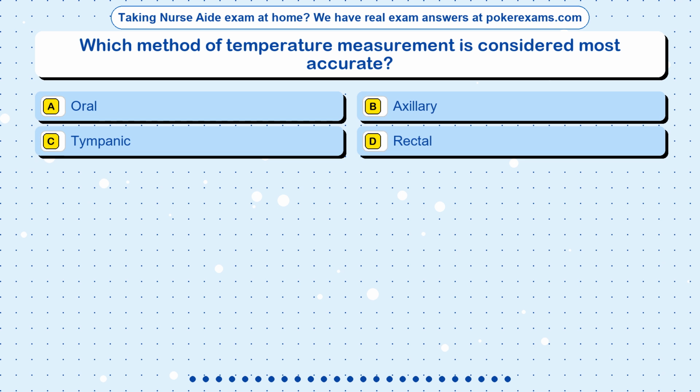Question 6. Which method of temperature measurement is considered most accurate? Option A, oral. Option B, axillary. Option C, tympanic. Option D, rectal.